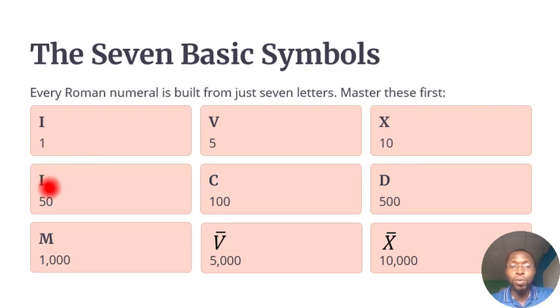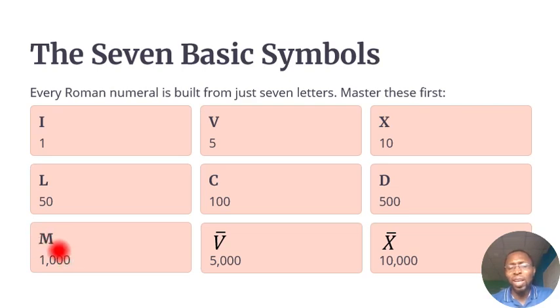The fourth one of the 7 basic symbols for Roman numerals is L, and L represents 50. The fifth one is C. C represents 100. The sixth one is the letter D, which represents 500. And the seventh Roman numeral, the last one, is known as M, which represents 1000.